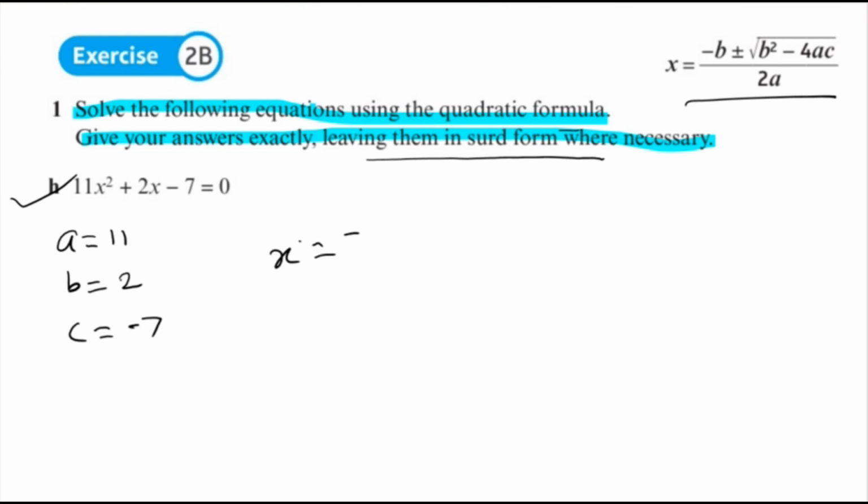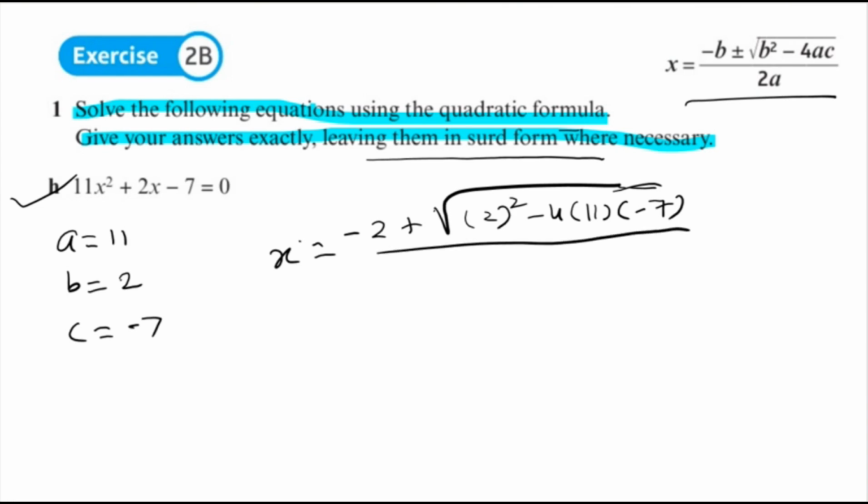x is equal to minus 2 plus or minus square root of 2 squared minus 4ac, with c as minus 7. Whenever you are putting it in the calculator, always put the numbers into brackets, and the denominator is 2 times 11. Exactly this way you have to put it in your calculator. So you will get the answer x is equal to minus 1 plus or minus root 78 over 11.